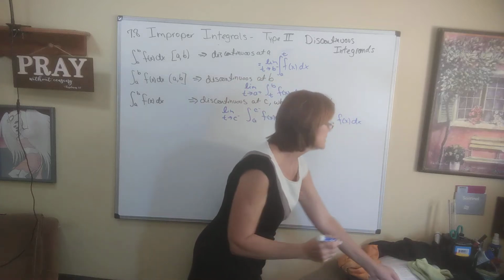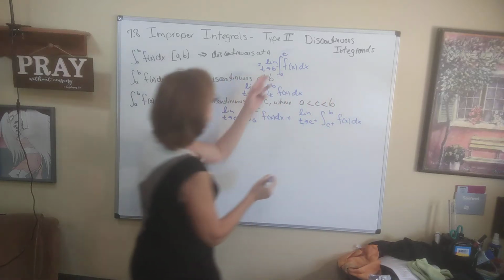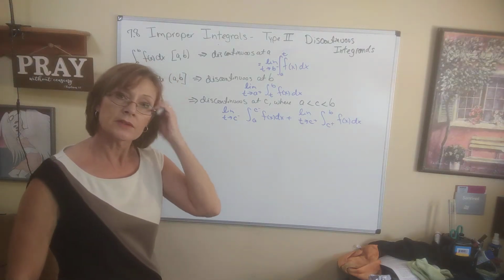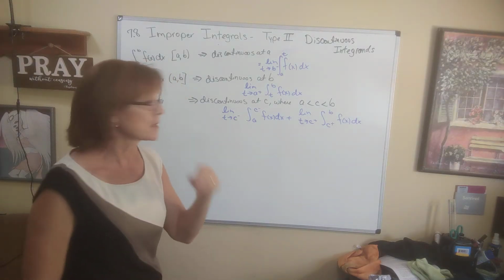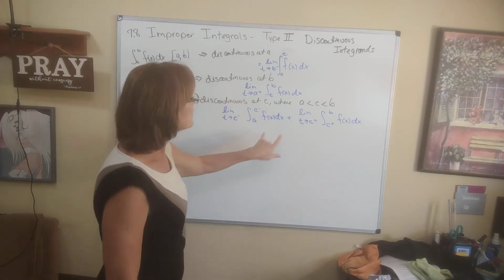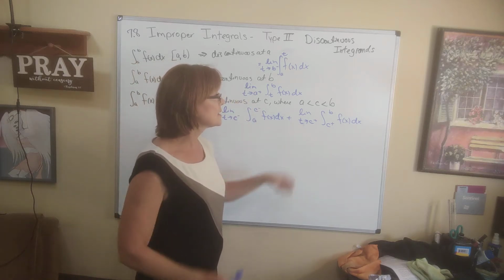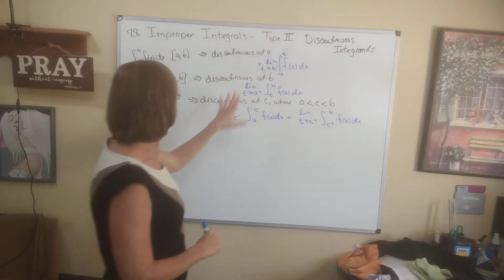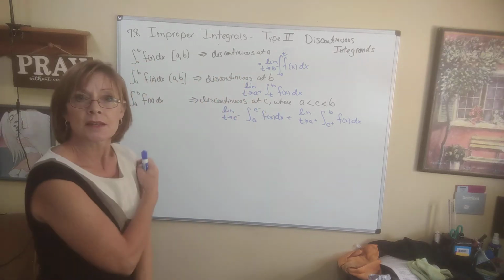So what happens here? Well, if the limit exists, then it converges to that value. If it doesn't, then we say it's divergent. Same here: if either one of these limits doesn't exist, then this diverges and does not exist either.